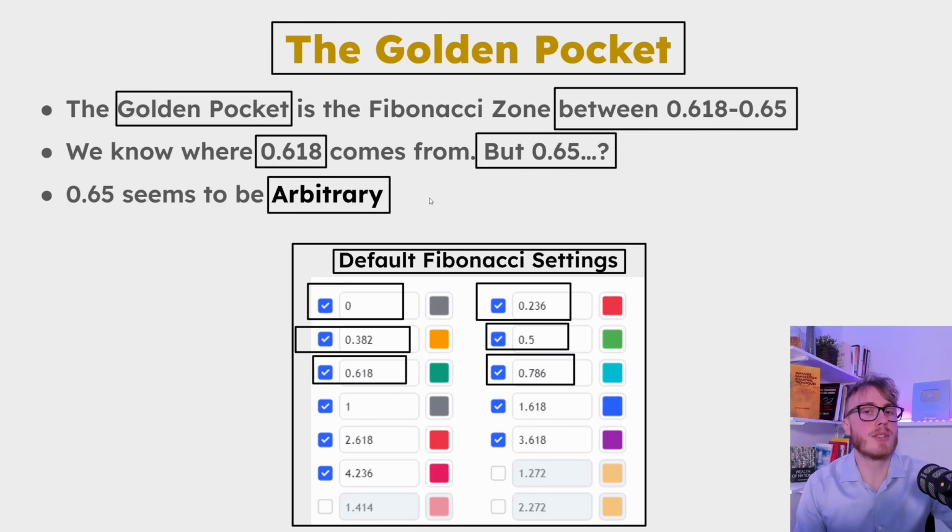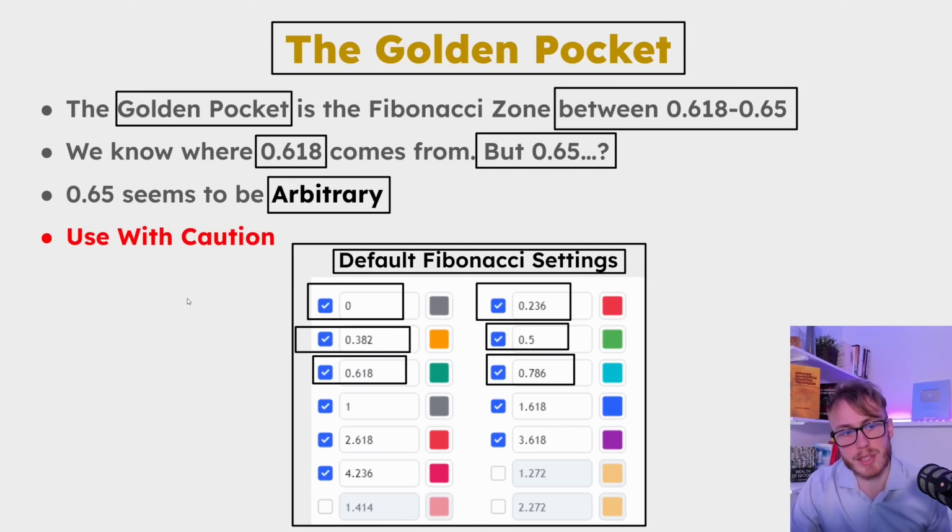Or in other words, there's no mathematical or geometrical explanation behind the 0.65 number. And because this is the case, we have no real reason to use the 0.65. Perhaps it comes from some other traders finding it successful to trade these numbers, and that's definitely possible. But because we have no real reason why we use 0.65, my recommendation here, or what I'm doing, is that I'm actually using this zone with caution.